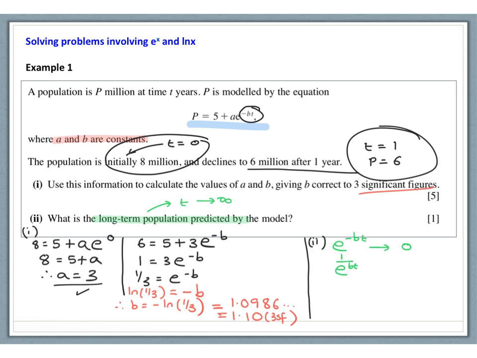If you allow t to become very, very large, e to the bt will become a very large value, so 1 over the very large value will become very small. Now, if you're ever not sure, use your calculator, choose a large value of t, substitute it in and see what happens. So this part of the calculation will become 0, so that means that P will simply approach 5 million. And this is the long-term model population prediction.